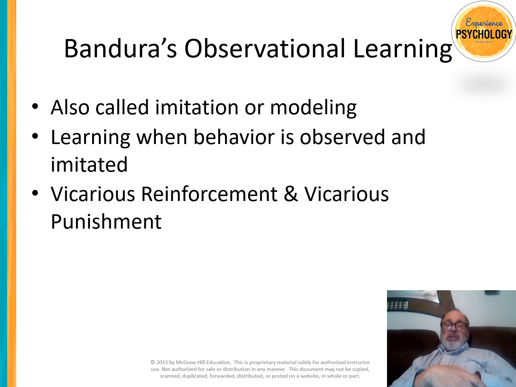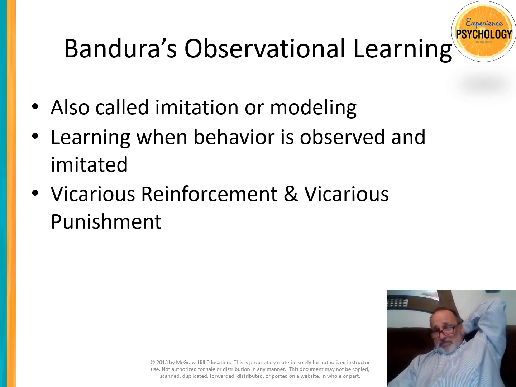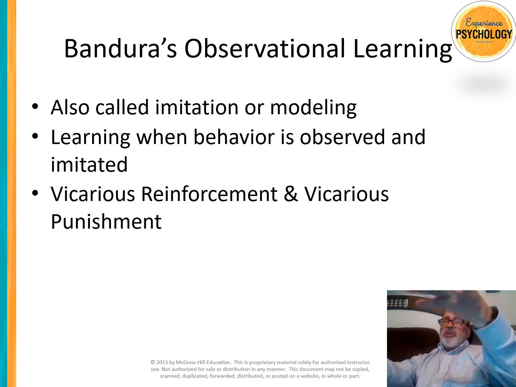Bandura proposed some type of learning that is neither classical nor operant learning. He also called this imitation or modeling. This is when we see somebody else do something and we imitate the behavior. It can be either vicarious reinforcement or vicarious punishment. We can see somebody who did drugs and watch them spiral down. That would be vicarious. Vicarious means I'm learning through somebody else's experience.